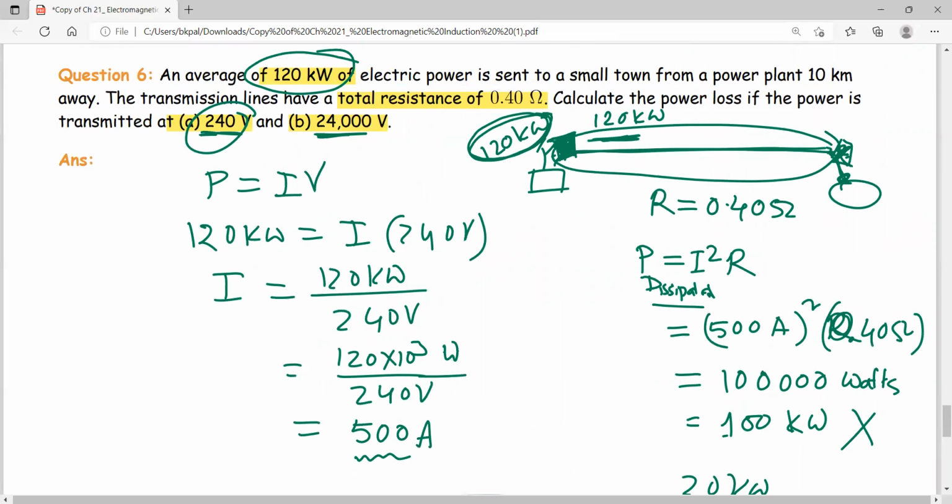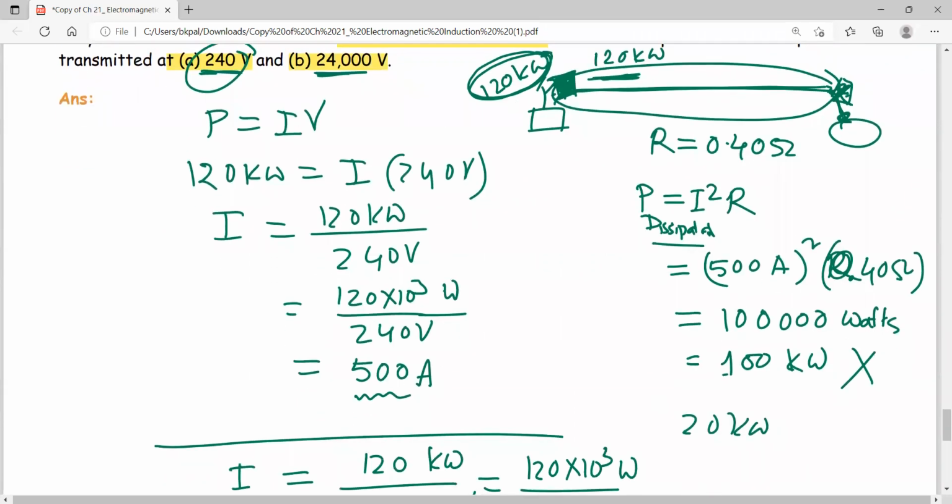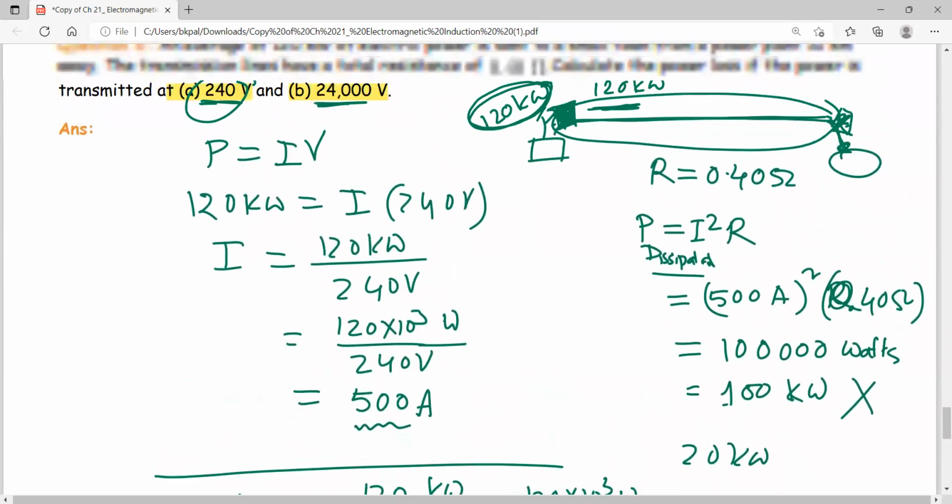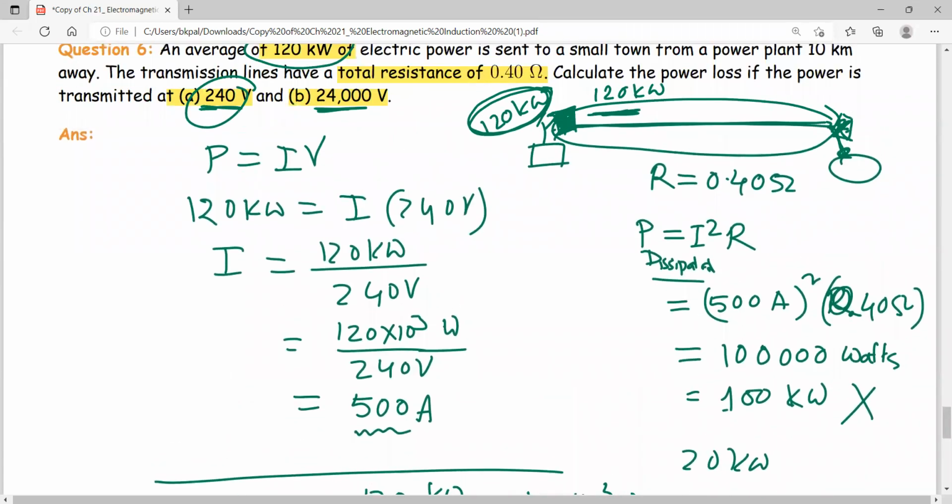Of course we cannot handle this large voltage, 24,000 volt, at our household. So before it goes to our house, we have to step down again. We use one transformer here to step up and reduce the power loss in the power line, and then on the other side, before it goes to our house, we have to step down.